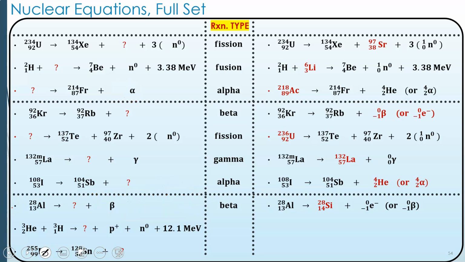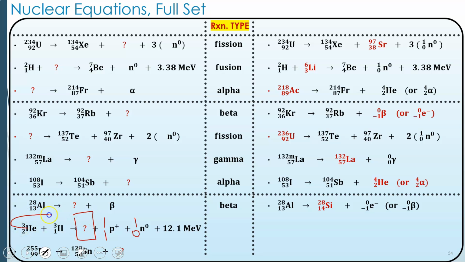And then the second to last example is helium-3 plus hydrogen-3. Hydrogen-3 is also known as tritium. It produces a new particle plus an extra proton and an extra neutron and a lot of energy. Well, let's figure out what the missing particle is. First, we need to fill in the numbers for a proton and a neutron. Well, we know a neutron has a mass of 1, but no protons, and a proton has a mass of 1 and 1 proton.